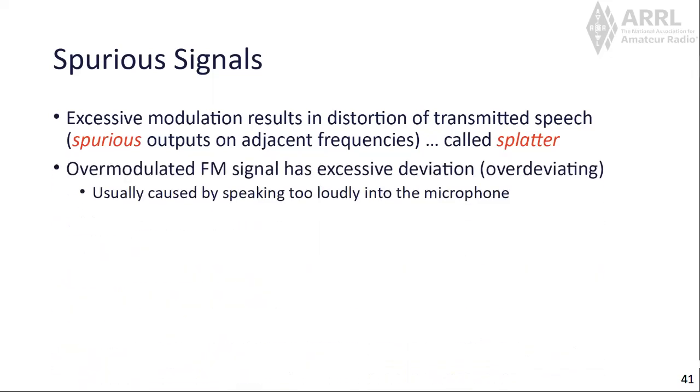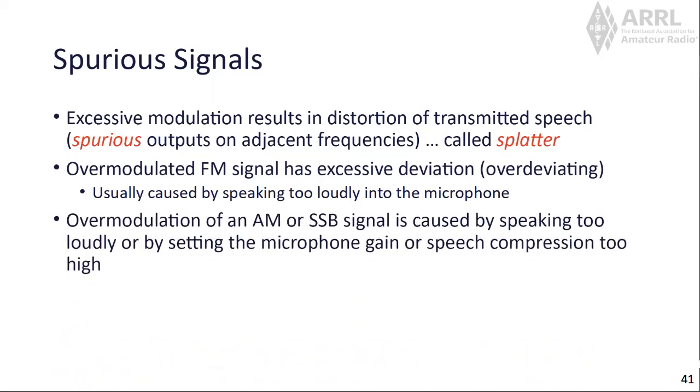Overmodulated FM signals have excessive deviation, and you say, oh, you're over deviating. It's usually caused by speaking too loudly into the microphone. Okay. Overmodulation of an AM or single sideband signal is caused by speaking too loudly or by setting the microphone gain or speech compression too high.